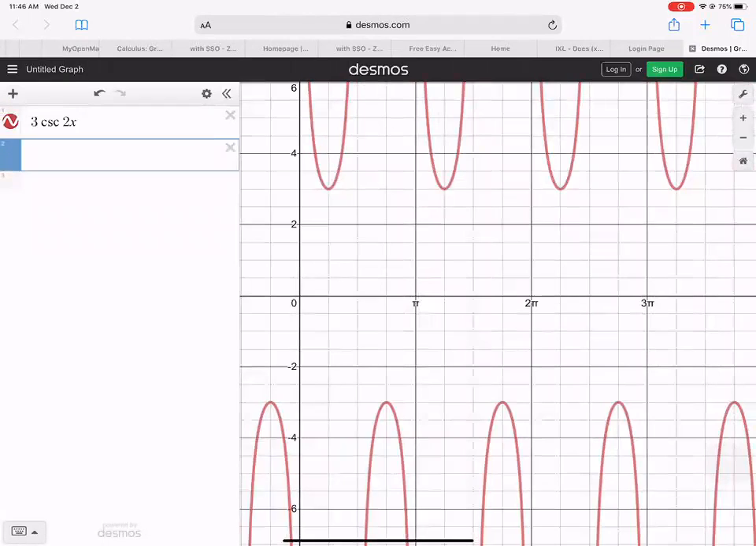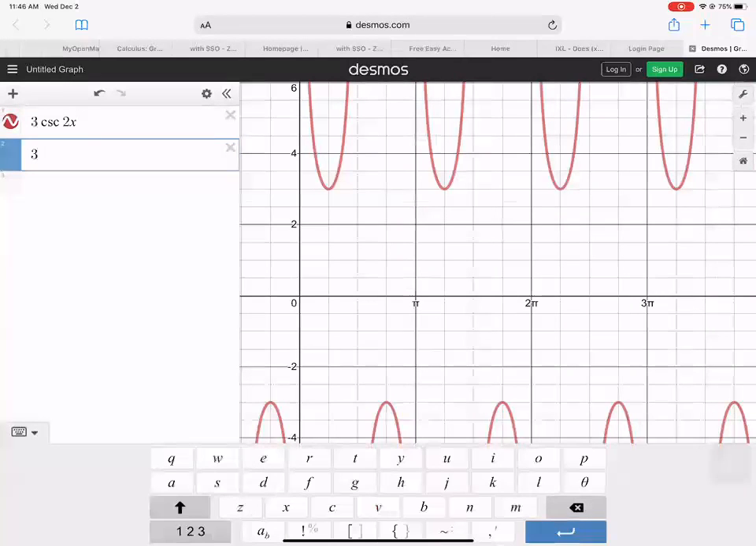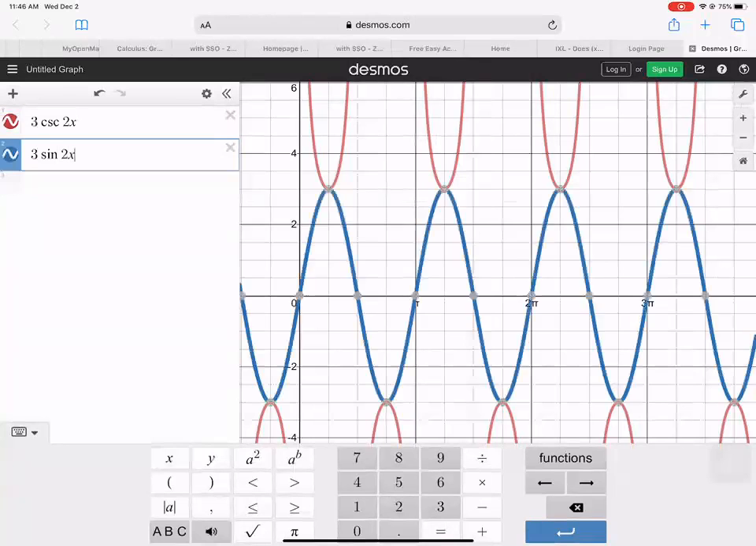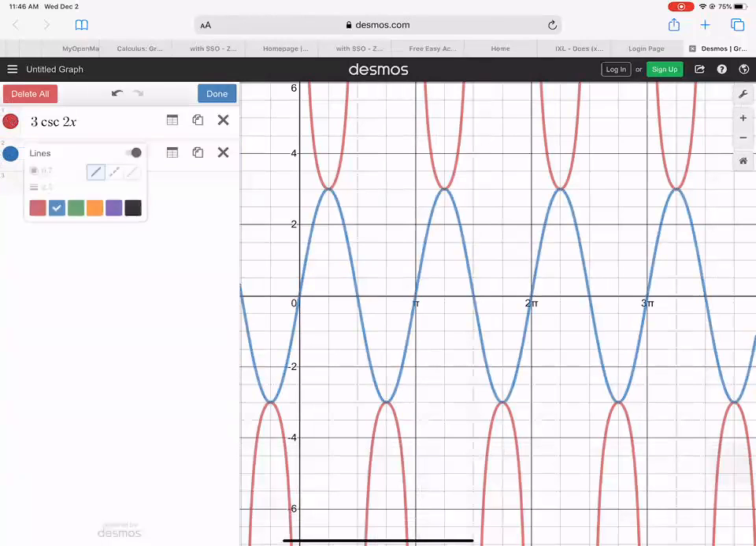Is you graph instead a sine graph. 3 sine of 2x. And hopefully you can see this right now. I'm going to make this a dotted line.